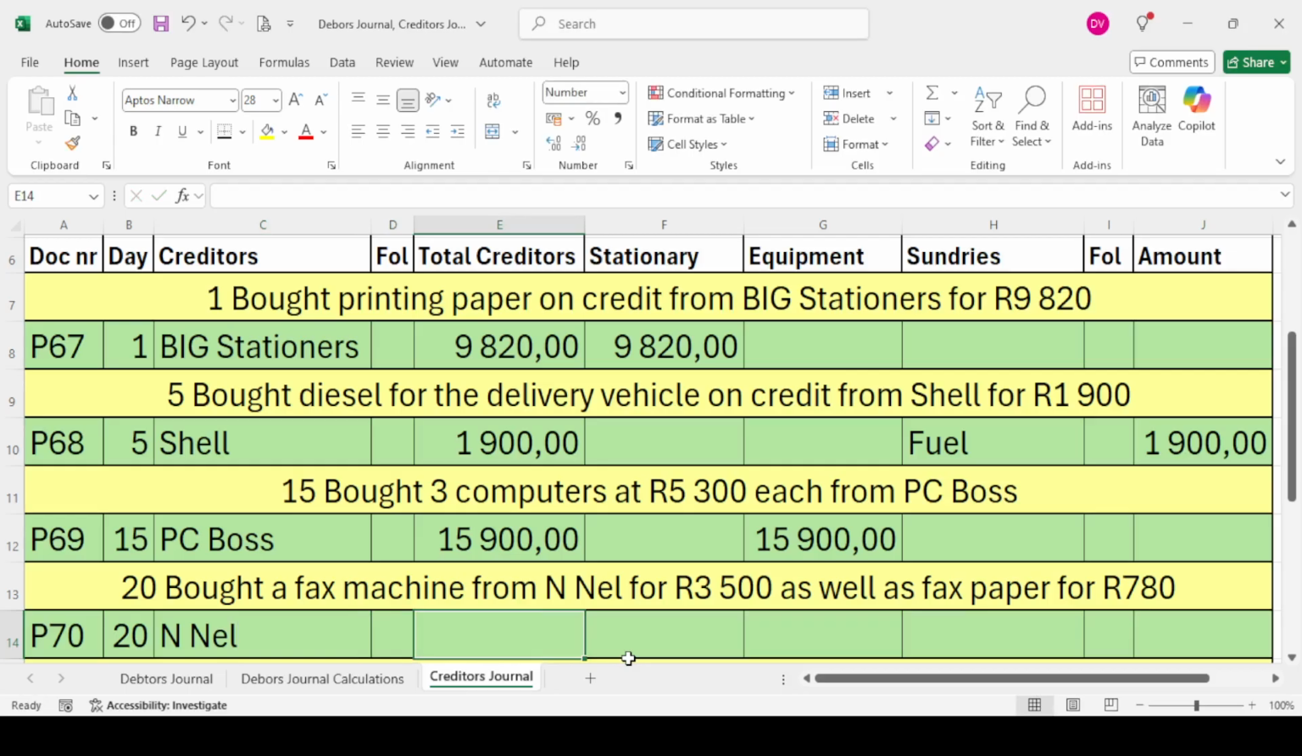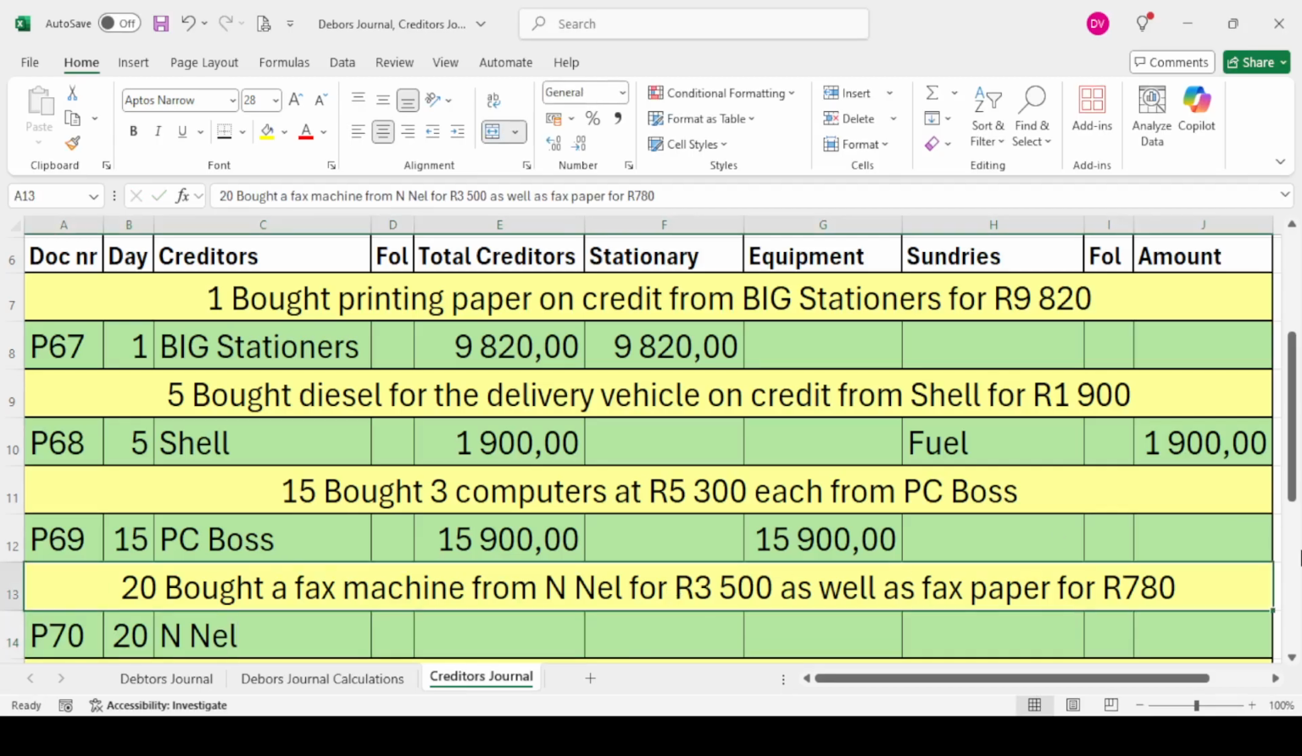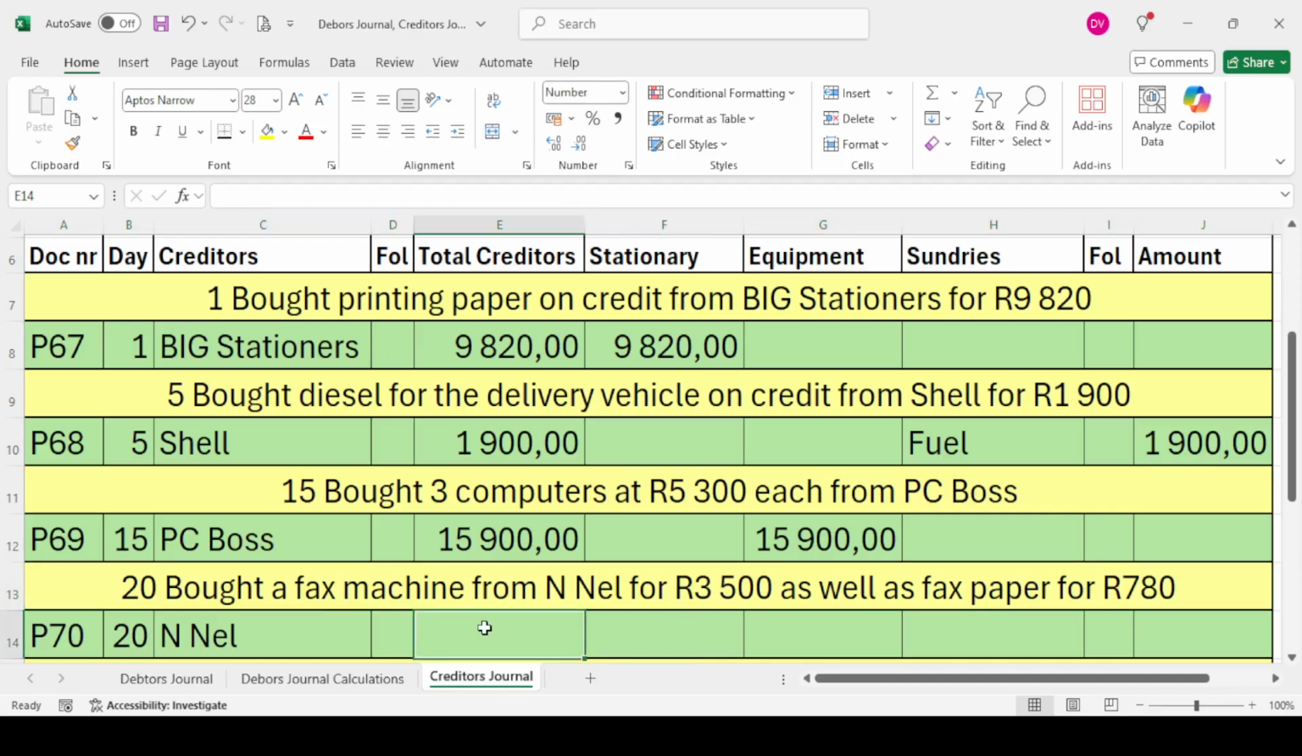Now what needs to happen? To have a total creditor's value, it means that you've got to take the 3,500 Rand and add the 780 Rand to that value. Okay? It gives you a total creditors of 4,280 Rand.